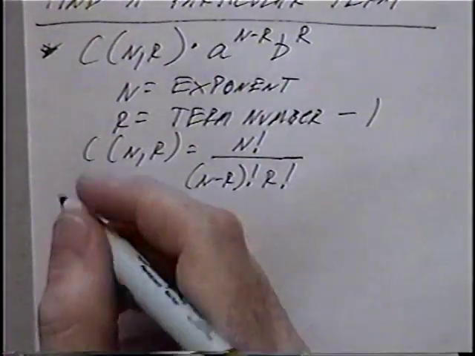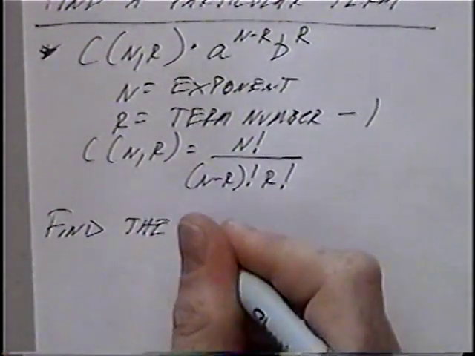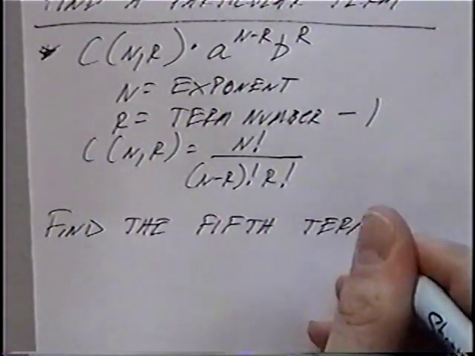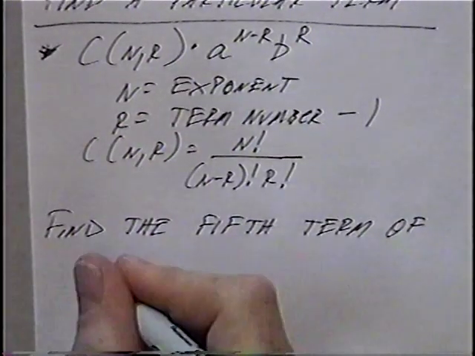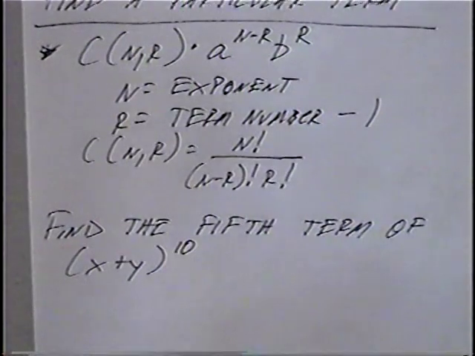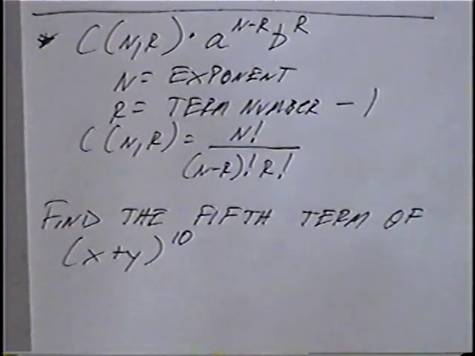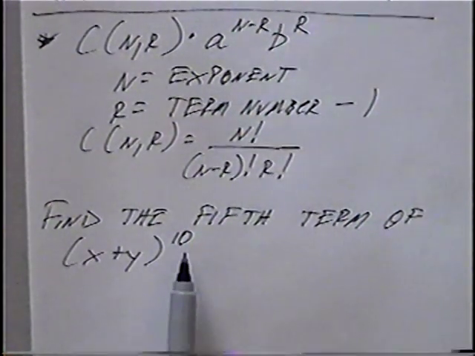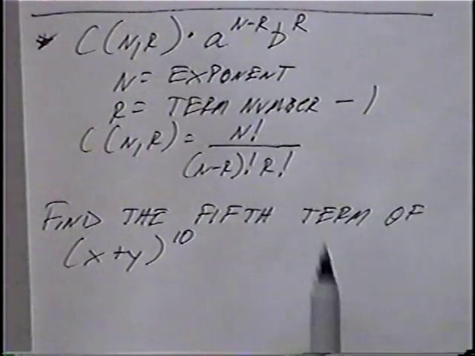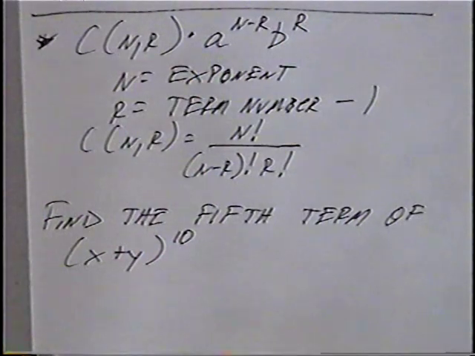The first problem for the section, find the fifth term of the quantity x plus y to the exponent of 10. What we can do for this problem, instead of expanding this out using Pascal's triangle and finding the fifth term listed, we can use the rows and the other numbers.